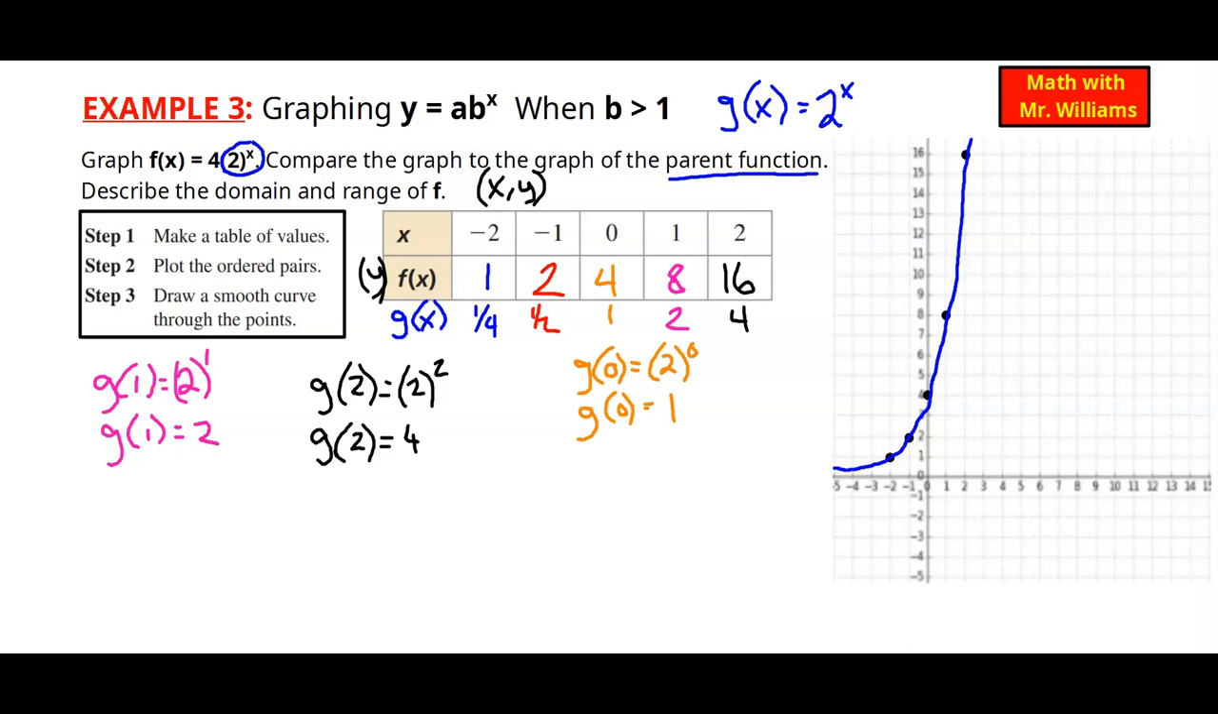All right, so first one's at -2 and 1/4. All right, our next one is going to be at -1 and 1/2. And then 0, 1, and then 1, 2. And our last one will be at 2, 4. Now we draw a line through our points. Okay, so we have the graph of f is a vertical stretch by a factor of 4 of the graph of g. The y-intercept of the graph of f, 4, is above the y-intercept of the graph of g, which is 1. From the graph of f, you can see that the domain is all real numbers, and that the range is anything greater than 0.